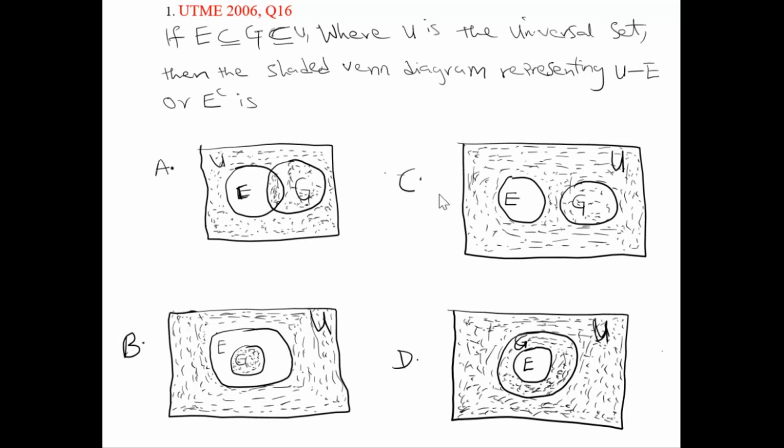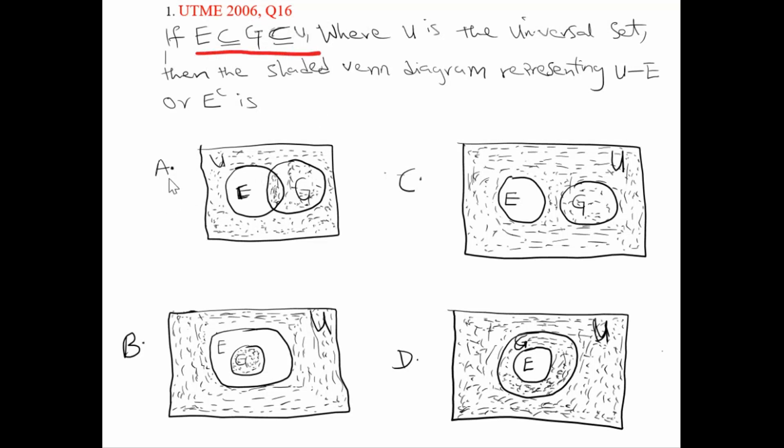Let's look at Venn diagram problems involving set operation. The first question says, if E is a subset of G and G is a subset of U, where U is the universal set, then the shaded Venn diagram representing U minus E, or E complement, is. Let's analyze the options carefully. But firstly, remember we are given a condition that E must be a subset of G, and G as well a subset of U.